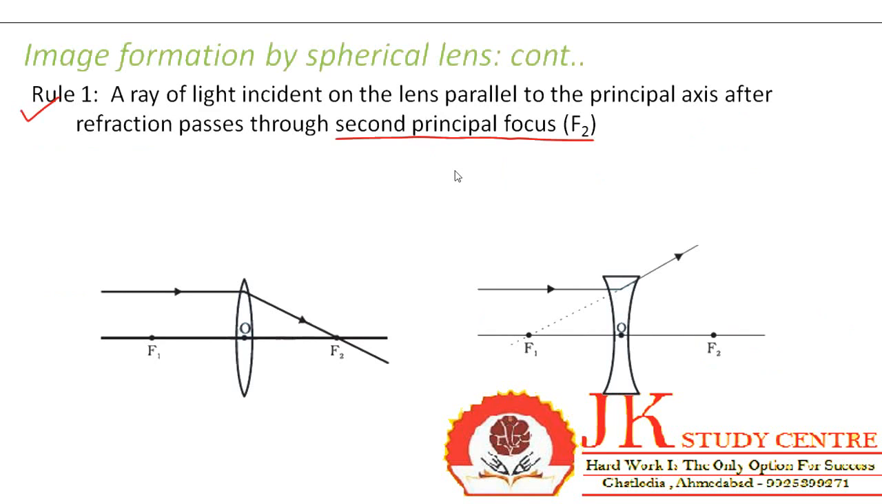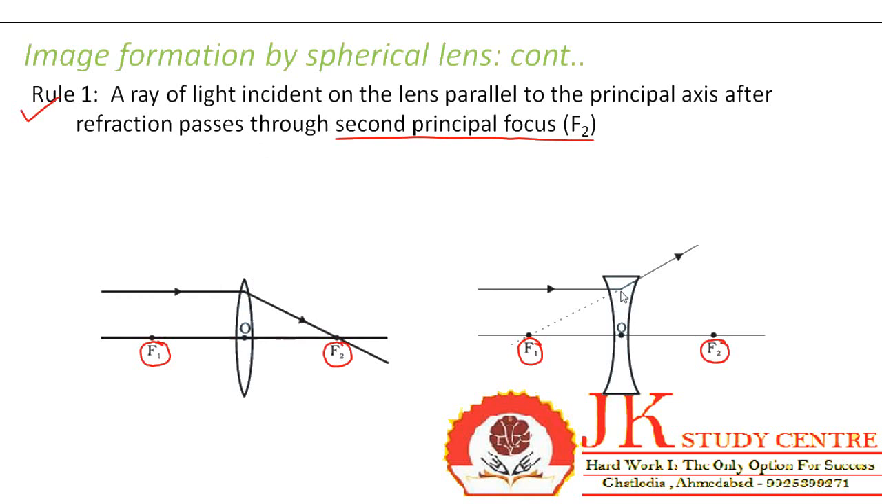To remember it, the first principal focus is the one on the left hand side of the lens, whether it is a concave lens or a convex lens, and the second principal focus is the one on the right hand side of the lens. The first rule says a ray of light incident on the lens parallel to the principal axis, after refraction passes through the second principal focus. This is how it passes through in case of a convex lens.